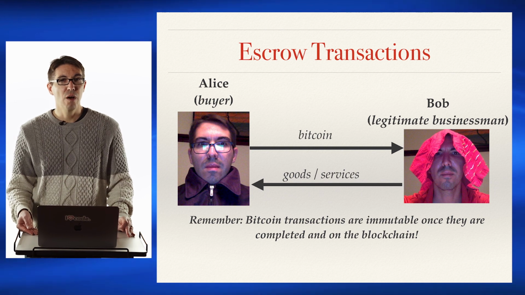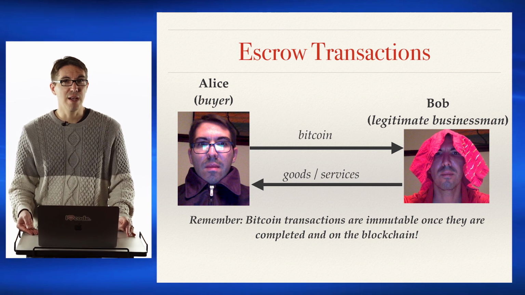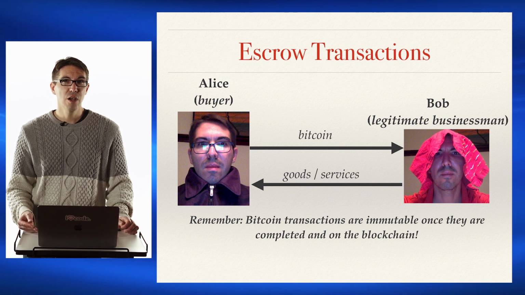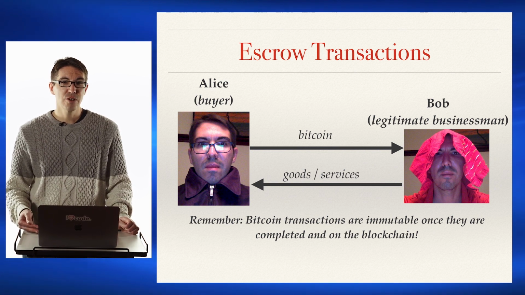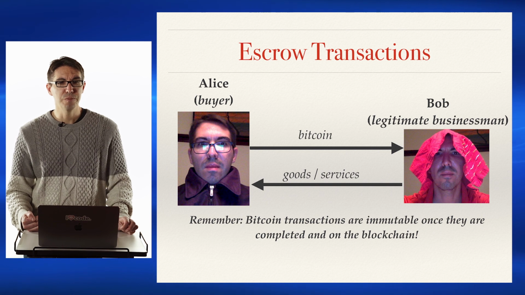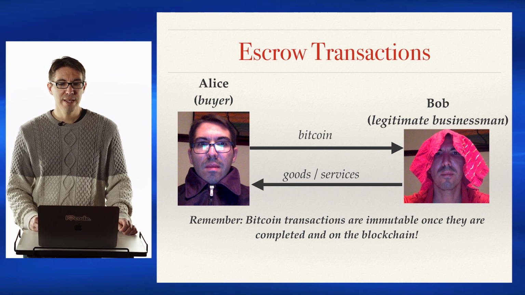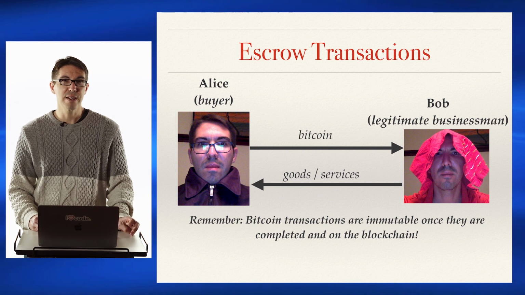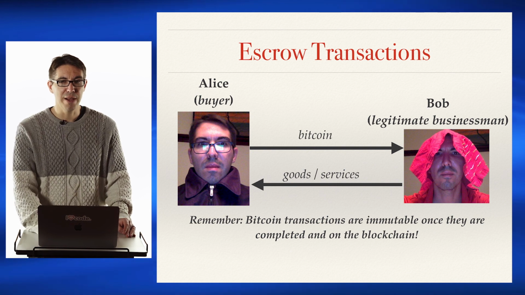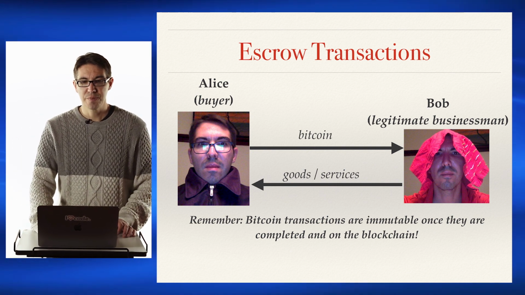And remember that Bitcoin transactions, once they are completed and on the blockchain and have a few blocks on top of them, are as close as one can possibly get to immutable. They're never going to be changed. So if Alice sends her Bitcoin to Bob, but Bob does not provide the services or send the goods that he said he was going to, well, what can Alice do? Alice can't talk to the CEO of Bitcoin and say that the transaction should be reversed. So this brought about escrow transactions.